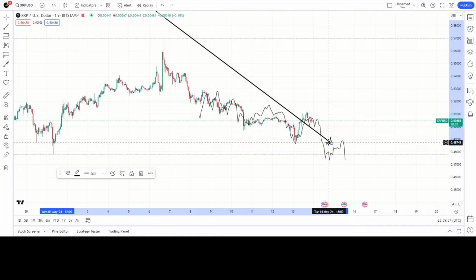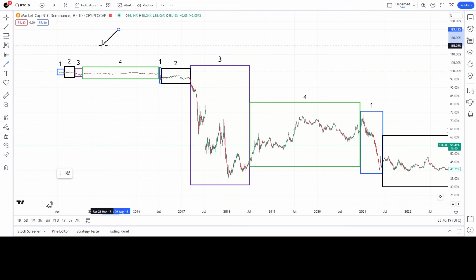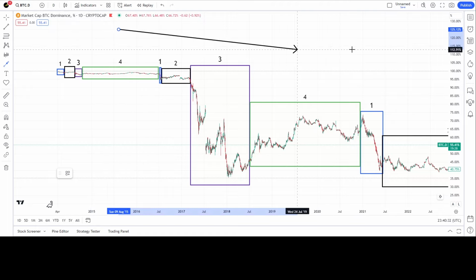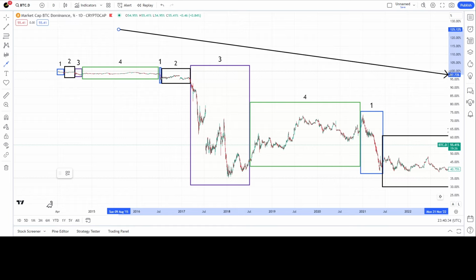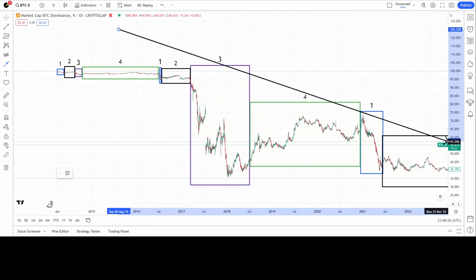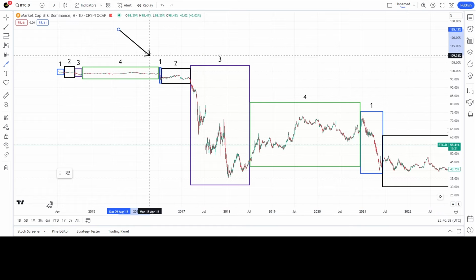I want to bring your attention to something I've never talked about, but it is relevant to all of crypto. That is the Bitcoin dominance chart. This is a chart that shows how much of the crypto market is invested in Bitcoin. So we can see over here there's 100%, and right now it's at 55.41% at the time of this recording.